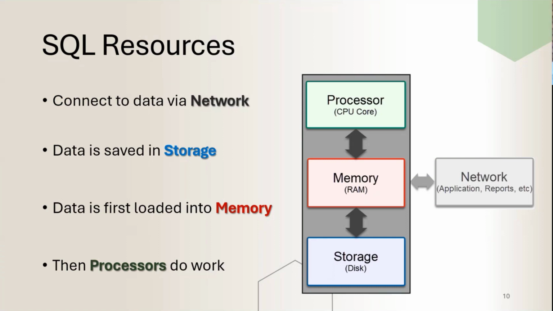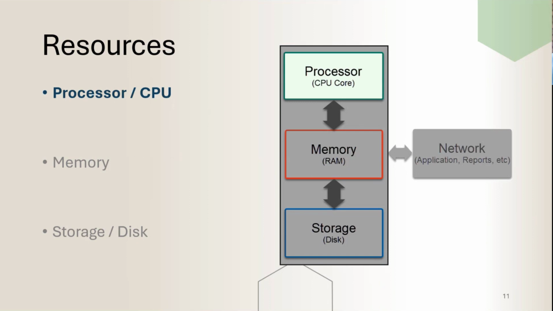We connect to our systems over the network. We're generally not on the same server as our SQL server to run applications. Data is on a disk somewhere. SQL Server can't connect or doesn't use that data directly off the disk, so it has to load it into memory first. Then once it's loaded into memory, the processors can do the operations or the queries that we're asking it to do. Let's dig into this a little bit more.